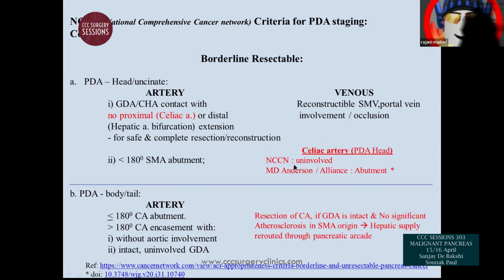However, according to MD Anderson and Alliance guidelines, they consider abutment of the celiac artery by a head and uncinate process mass to be a borderline resectable category, as opposed to the NCCN guidelines, which consider them as strictly non-resectable category. For venous evaluation, any reconstructible venous involvement of the superior mesenteric or the portal veins, or an occlusion of the same, is a borderline resectable category. And again, the length of contact that can be reconstructed is usually less than 3 centimeter.